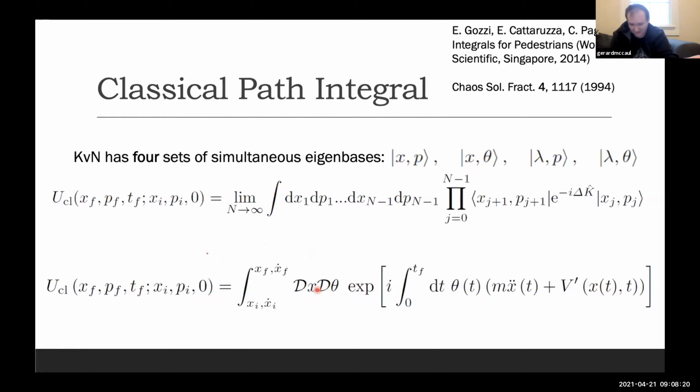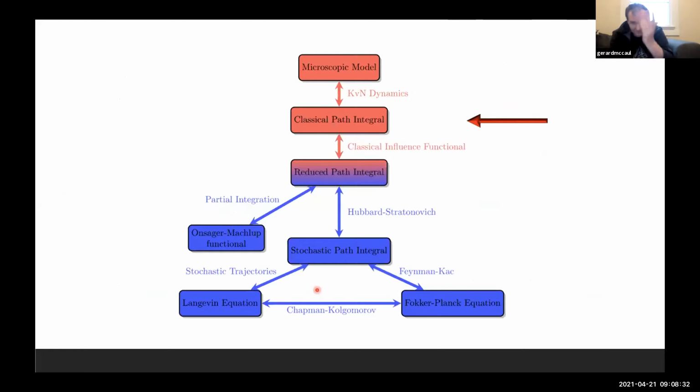It seems like classical path integrals are useless. They tell you nothing you don't know, right? It's a sum over all paths, but the only path that contributes is the classical path. So why would this be at all interesting or useful? Well, this is where the classical influence functional comes in.